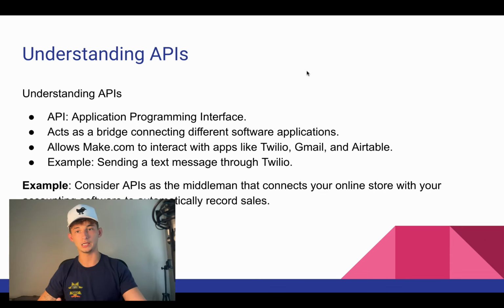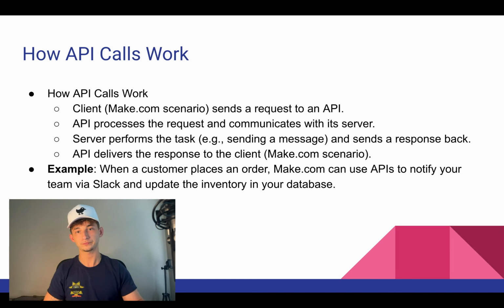Now, let's talk about APIs. So API stands for Application Programming Interface. So look at this as acting as a bridge connecting different software applications. So this just allows make.com to interact with apps like Twilio, Gmail, Airtable, Google Sheets, whatever. So many different apps, I can name thousands. An example is just sending a text message through Twilio from make.com. So consider APIs as the middleman that connects your online store with your accounting software to just automatically record your sales.